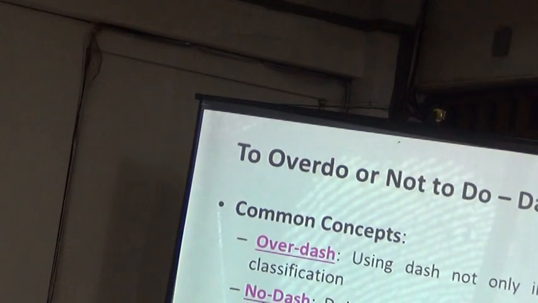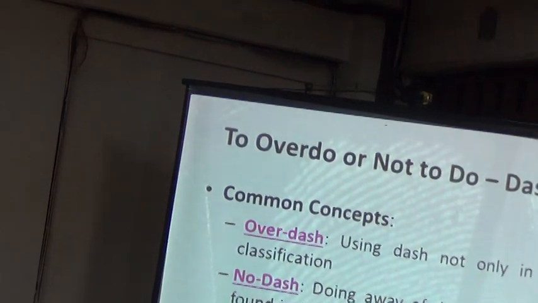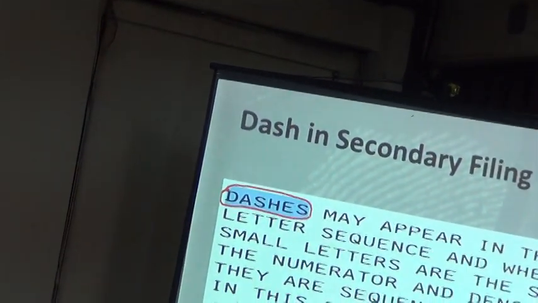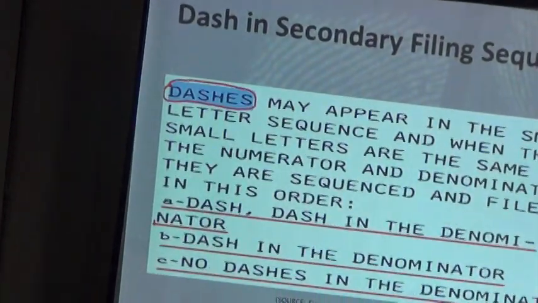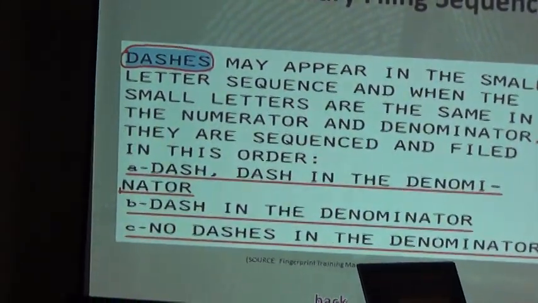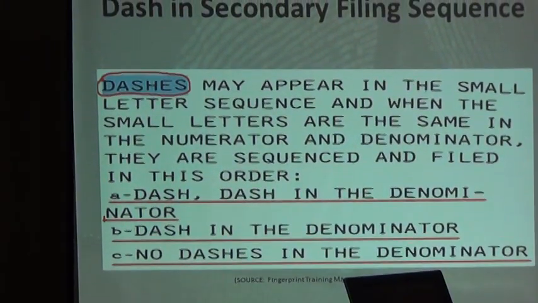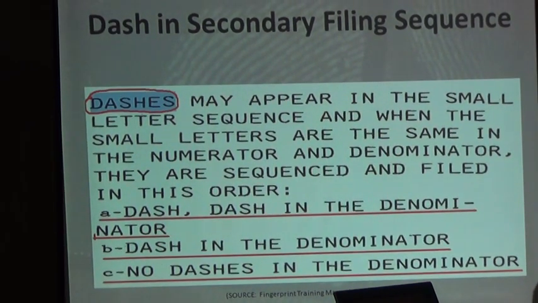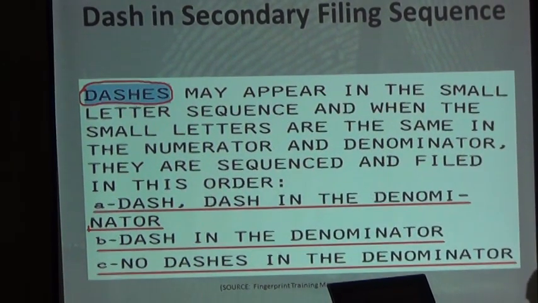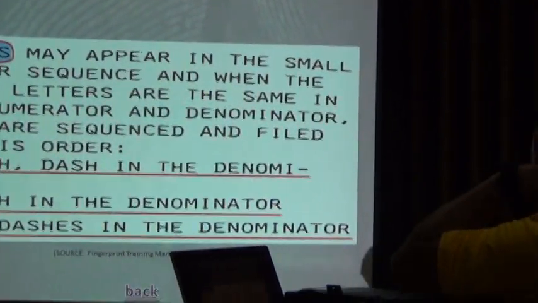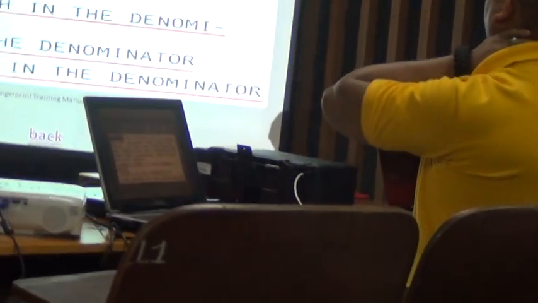That reasoning, that there is no dash in the final sequence, is without facts. Because in the fingerprint training manual, there is a final sequence based on a dash. Look, the first sequence has a dash in the denominator, and then a dash in the denominator, and no dashes in the denominator. So that statement falls short of the manual itself. There is no dash because, after all, there is no dash in the final sequence.